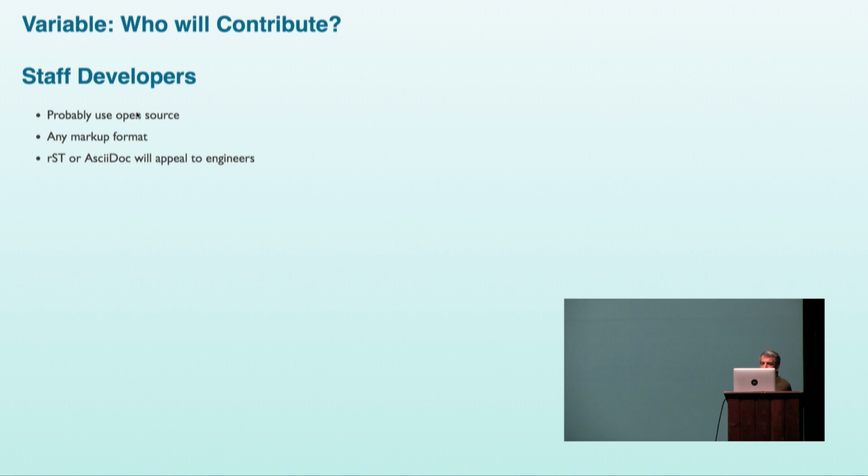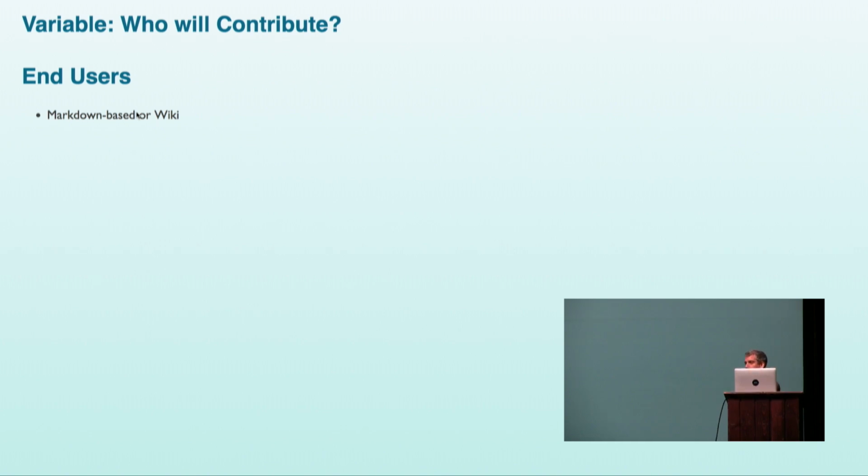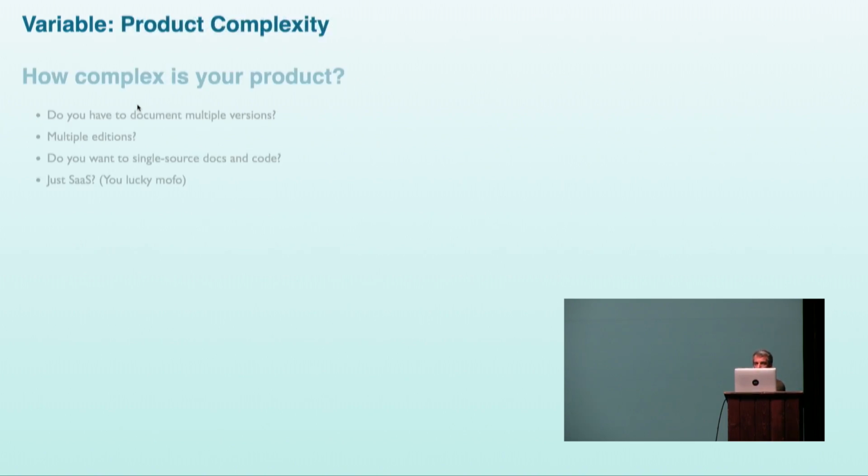So here we start seeing that RST and ASCII doc become appealing because, believe it or not, engineers really do appreciate working in more complex things than Markdown. But Markdown will definitely work for them as well. And I think if you're going to have end users contributing, here's where we start seeing Markdown as the lightweight markup format is really valuable, or using a wiki style markup is the other option there. But this has to be something that's super accessible. You're not going to be able to train the users almost at all and make them able to contribute.